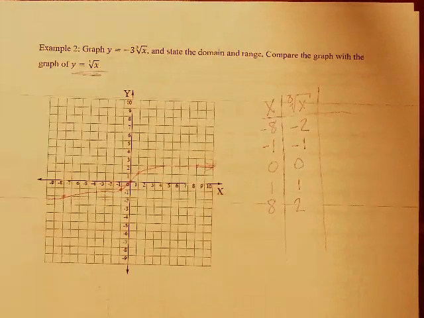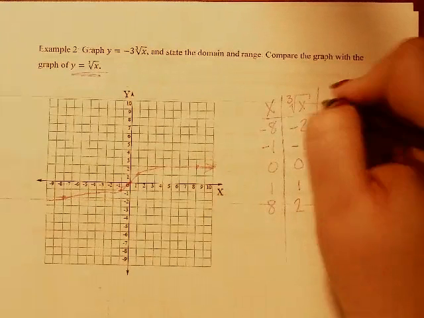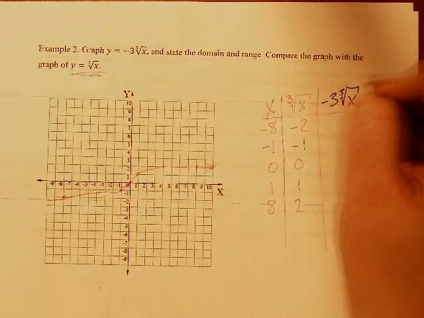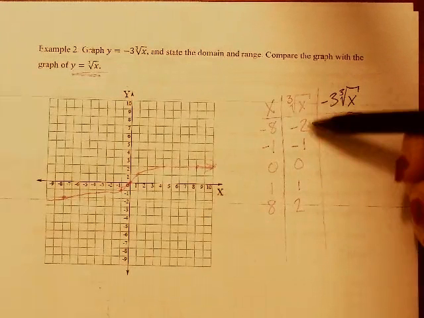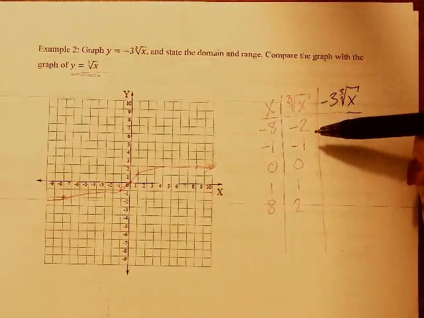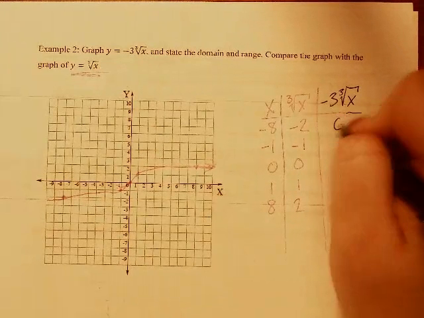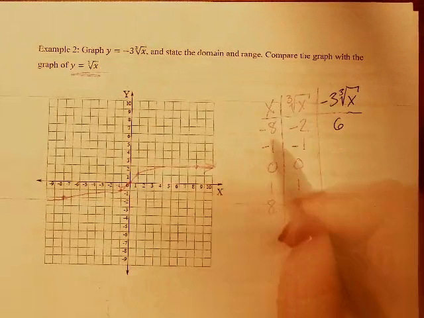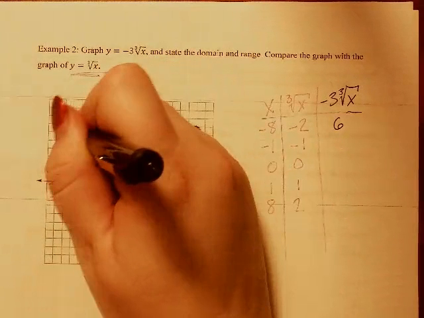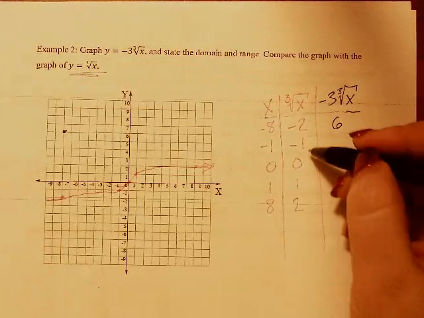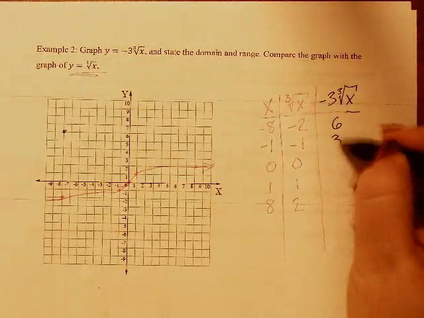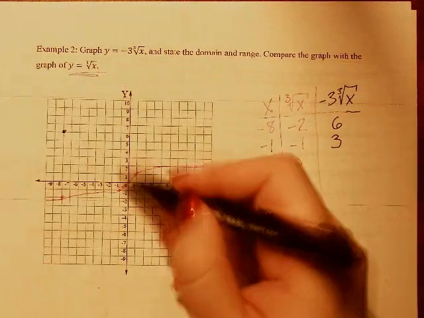Now, we are going to do -3 times the cubed root of x. So, when the cubed root of x is -2, the -3 times that is going to be a +6. So we're going to go to -8, +6. When the cubed root is -1, -3 times that is a +3. So we're going to go to -1, +3.